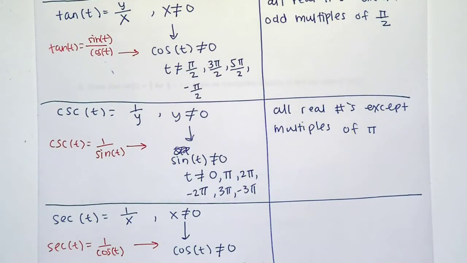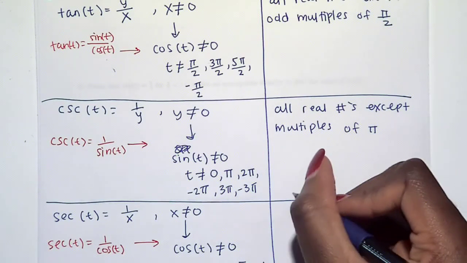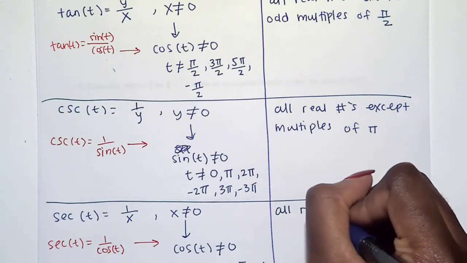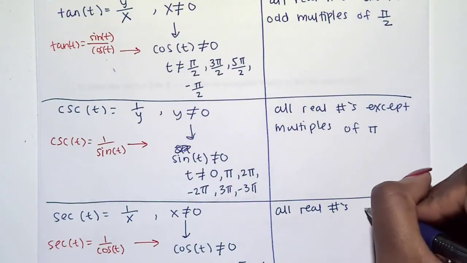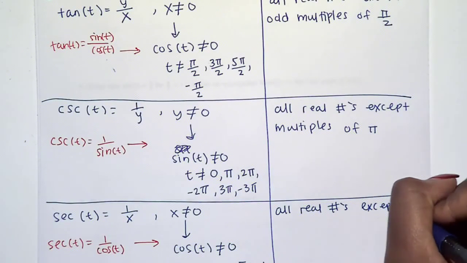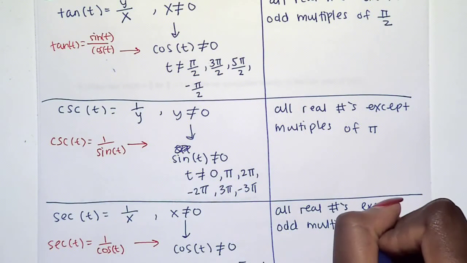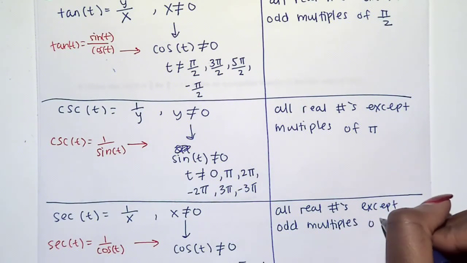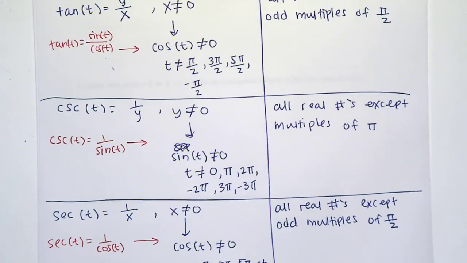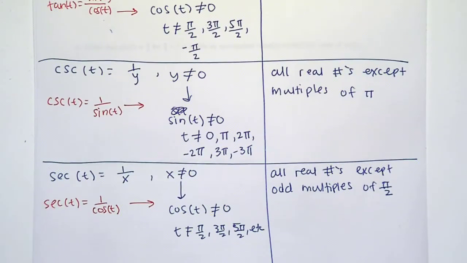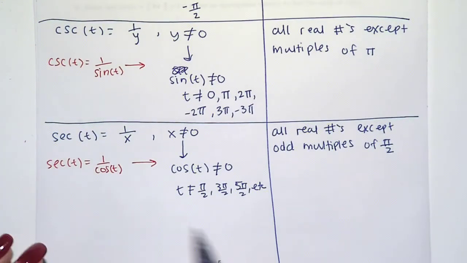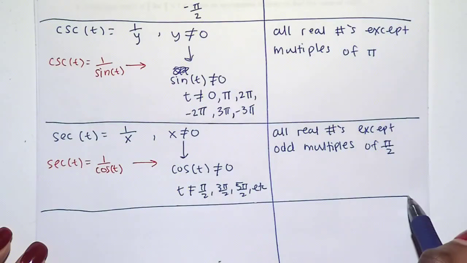All right, so the domain of secant t is all real numbers except odd multiples of pi over 2. All right, so can we kind of see what's happening? Could we figure out the domain of cotangent? I think you can. We'll do it together, of course.